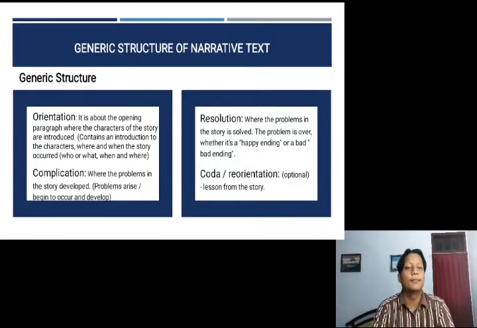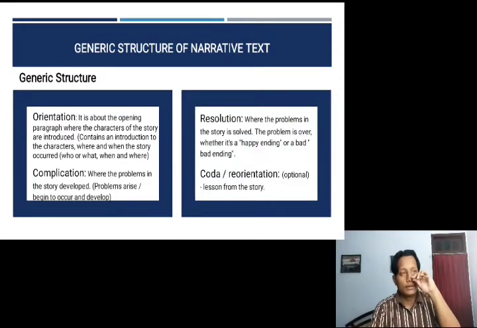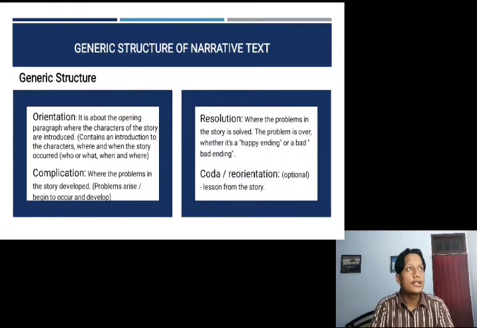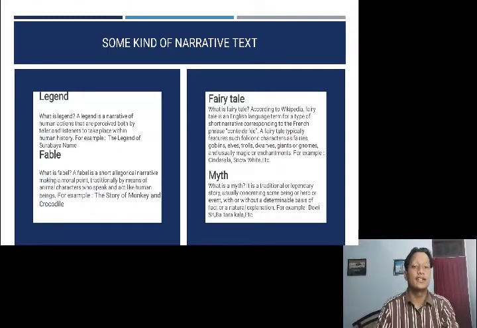And then the last part of the generic structure of narrative text is the coda or reorientation. In the coda or reorientation, we state what we have learned, or the lesson of the story, on the protagonist and antagonist characters. Okay, the last slide is the kinds of narrative text.